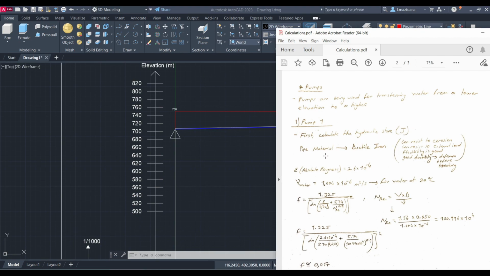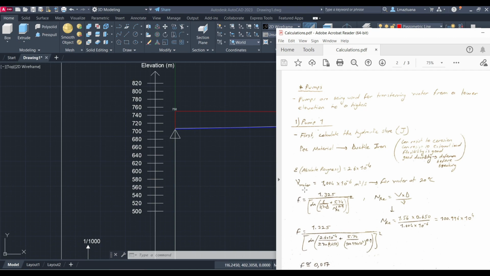The pipe material, we choose the pipe material as ductile iron because it can resist corrosion, it can resist external loads. The flexibility is good for the ductile iron and the good ductility, so it can deform before the breaking. And the absolute roughness for this ductile iron is given as 2.6 times 10 power of minus 4.